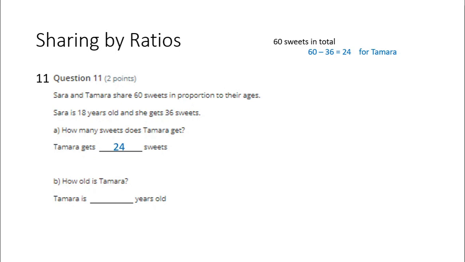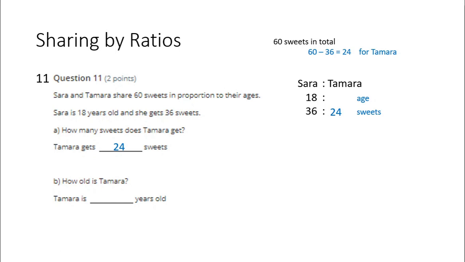Next, how old is Tamara? Well, we're talking about ratios here. And we said that the ratio of their ages is the same as the ratio of the sweets. So I'm going to go ahead and write the ratio of Sarah and Tamara's ages, because I was given Sarah's age here first, 18. I don't know Tamara's age though, that's what I'm trying to work out. Then I'll write the ratio of the sweets, because it should be an equivalent ratio to their ages. They say that they're sharing the sweets by proportion of their ages. And Sarah has 36 sweets. And we just finished working out that Tamara has 24 sweets.